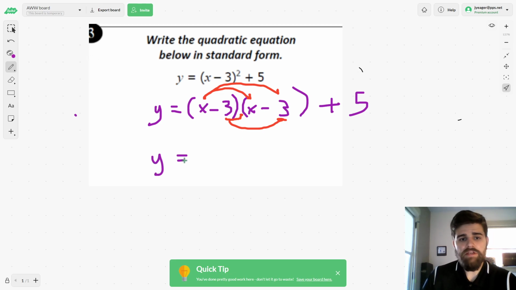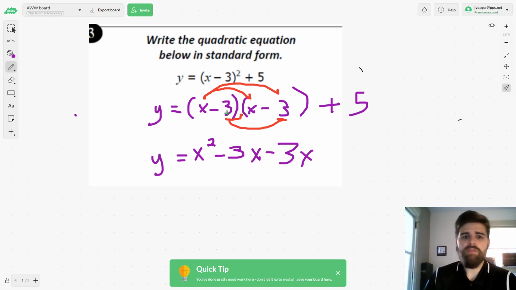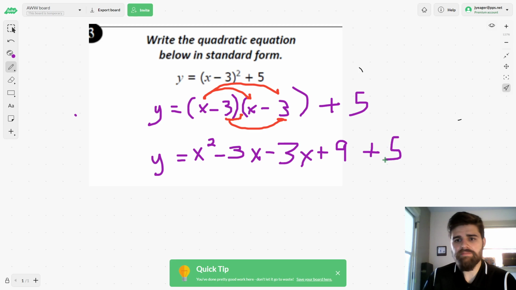When we do that, we get x times x is x squared. X times negative 3 is minus 3x. Inside terms, we have negative 3 times x again, so minus 3x again. And then we have negative 3 times negative 3, which is positive 9. And we still have that plus 5 hanging out on the end. So we're almost into standard form. We just need to simplify.